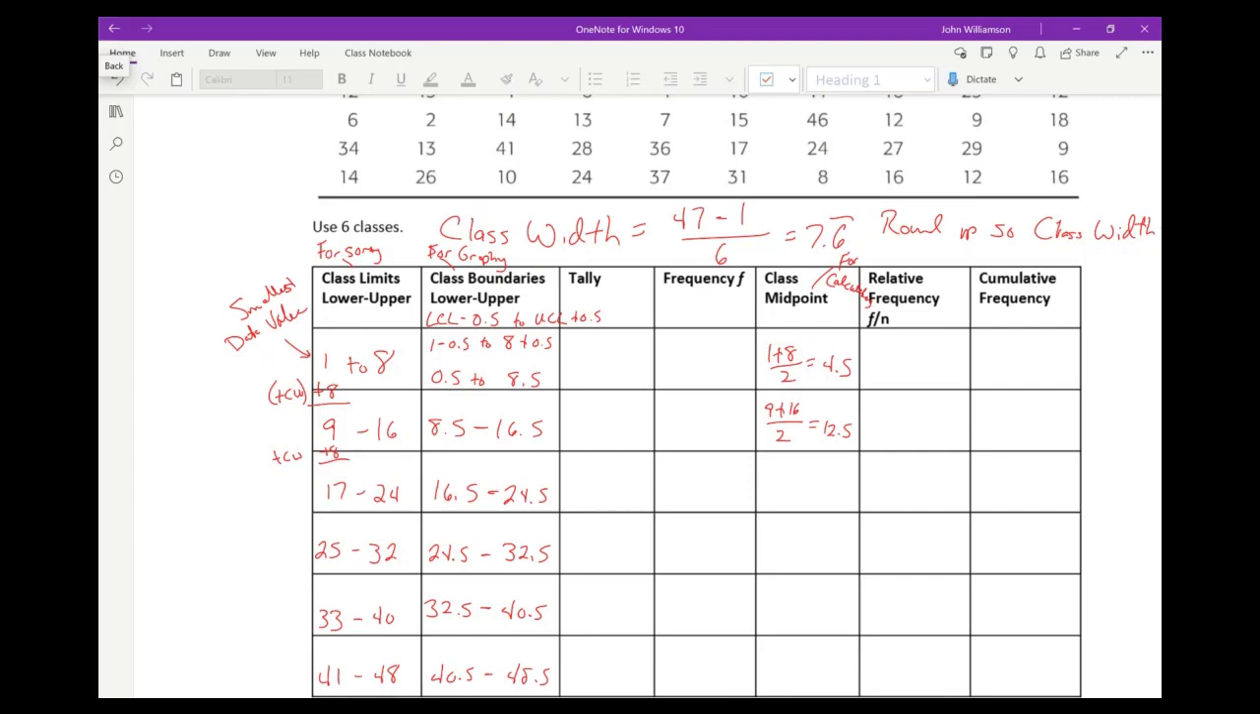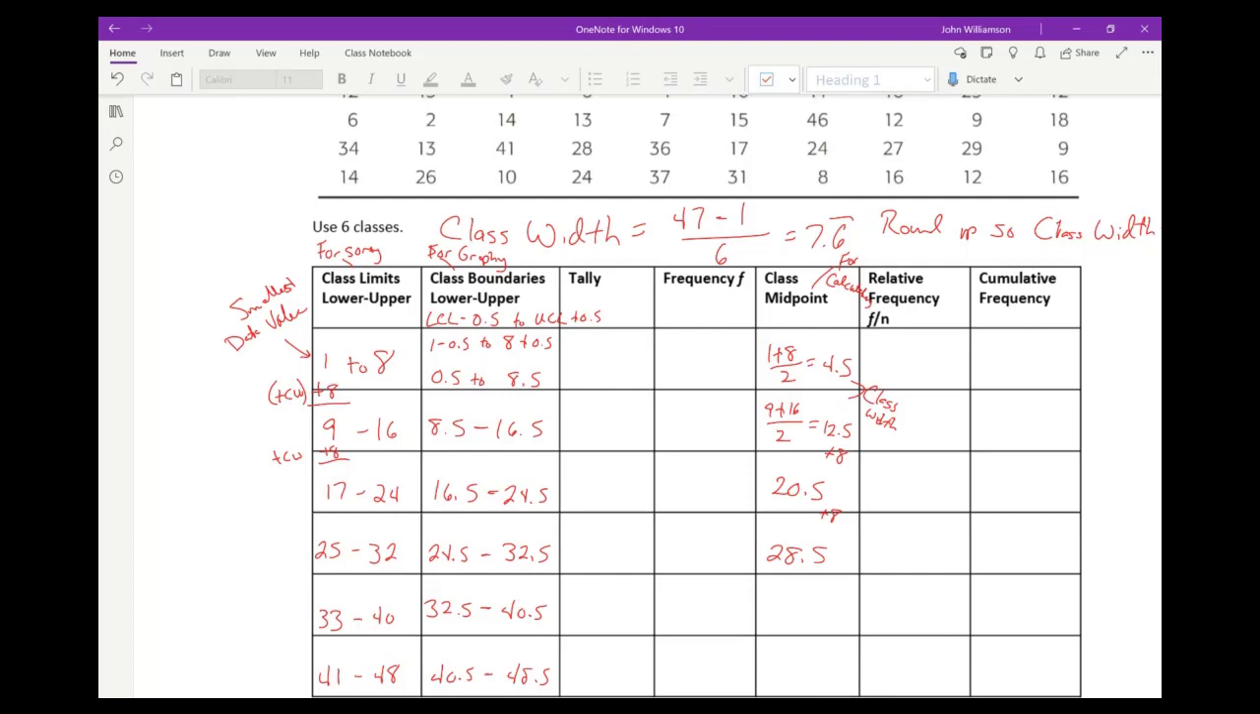So a little shortcut, rather than having to sit here and add up 17 plus 24 divided by 2, once you have one class midpoint, they're always going to be separated by your class width. So that means if I want to figure out the next one, I don't have to do 17 plus 24 divided by 2, right? I could just do 12.5 plus 8 and get to 20.5. And then I can do 20.5 plus 8 and get to 28.5. And I guarantee you, you get the exact same result as if you sat there and did 17 plus 24 divided by 2, or 25 plus 32 divided by 2. It just falls out from the way we set up these classes.